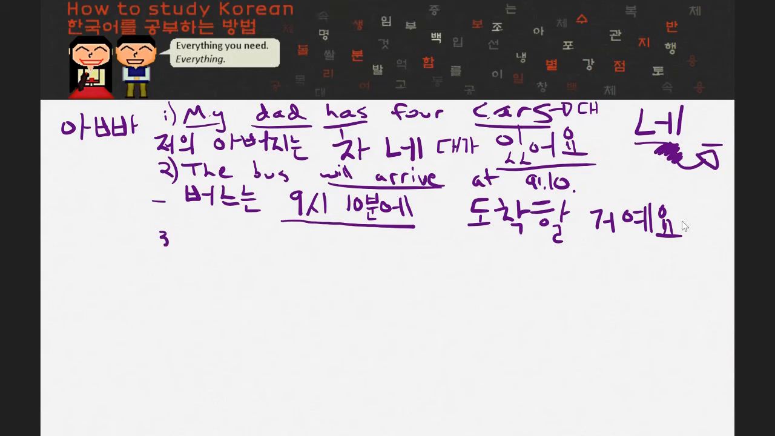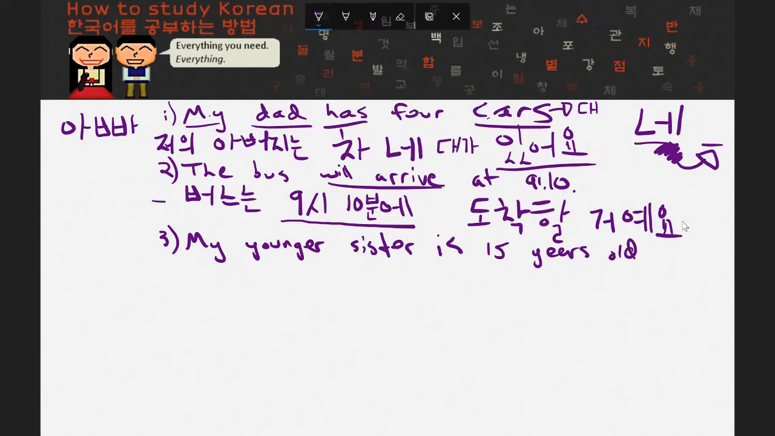The third sentence I would like you to try is, my younger sister is 15 years old. I'll give you 10 seconds and you can start now.